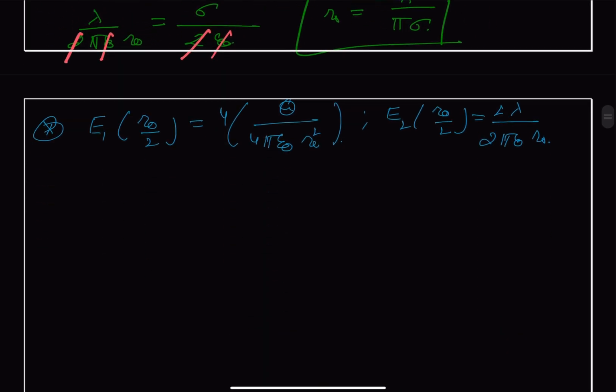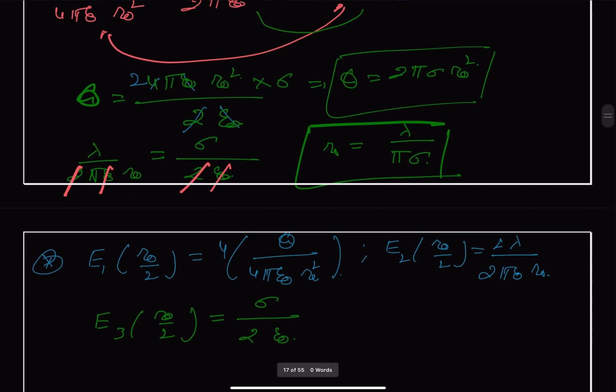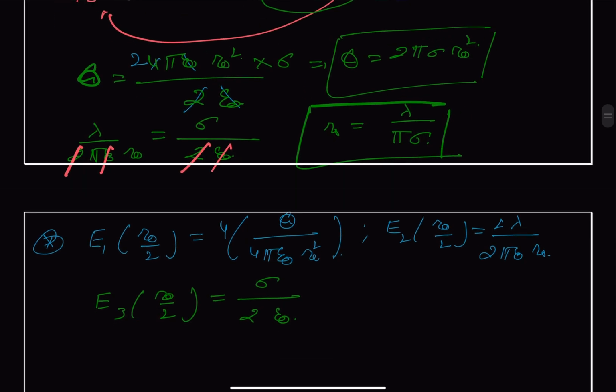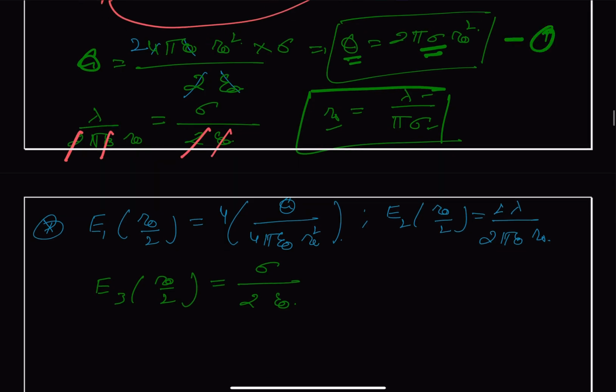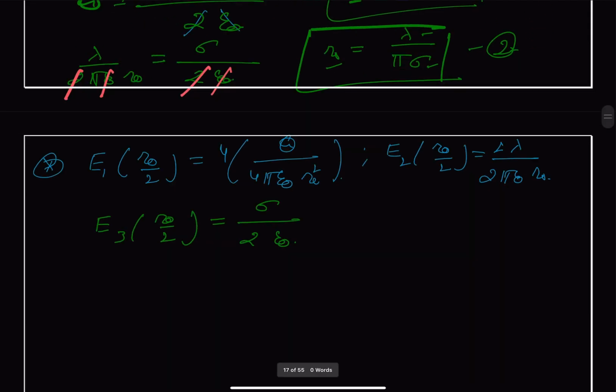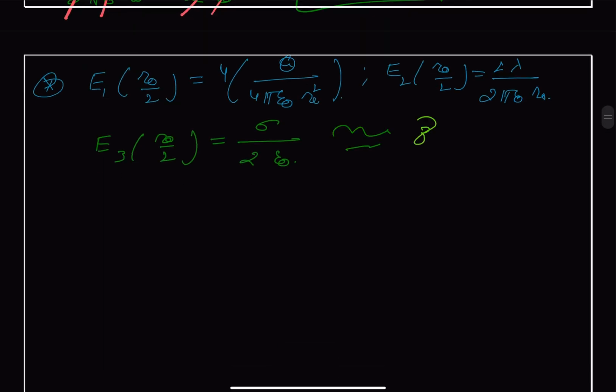Let me write E3 also, much easier then. So we can say our E3 at R naught by 2 is equal to sigma upon 2 epsilon naught. And we already know the relationship between this sigma and Q, as well as R naught, lambda and sigma. So we are going to use all these relationships. Let us call this 1, this 2, and this entire equation 3.